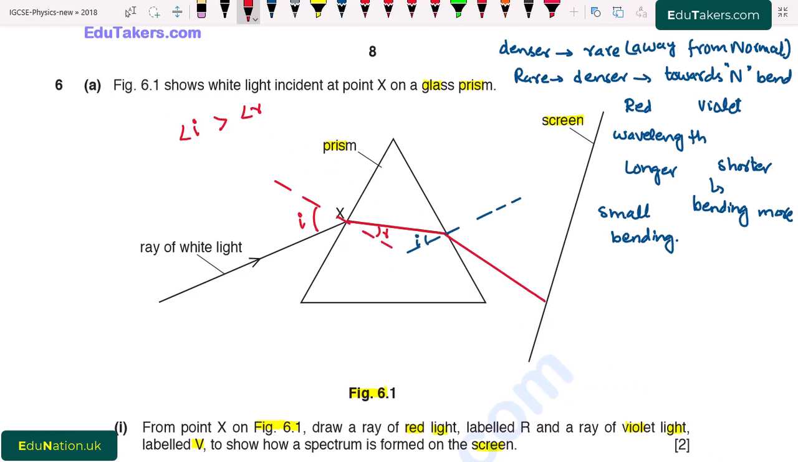So this is a complete path for the red light. It is the angle of refraction, and here we can see that the angle of incidence is smaller as compared to the angle of refraction. So we also have to draw the path for violet light. So I erase these normal rays.